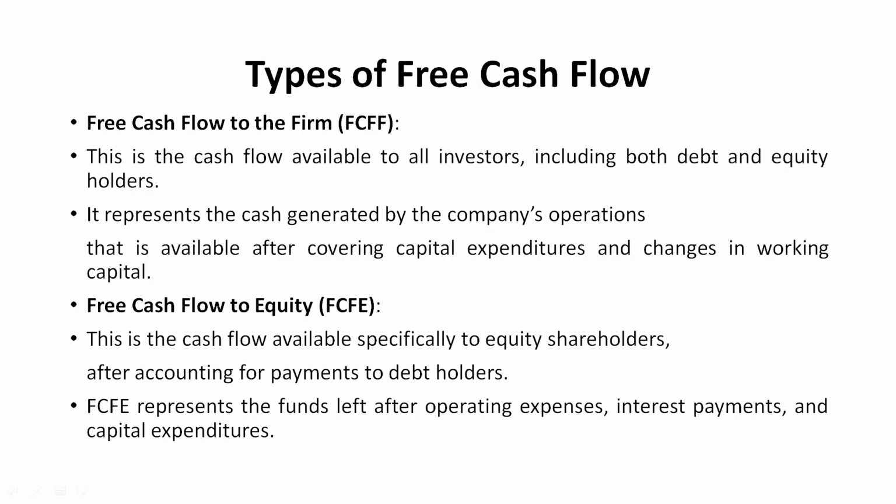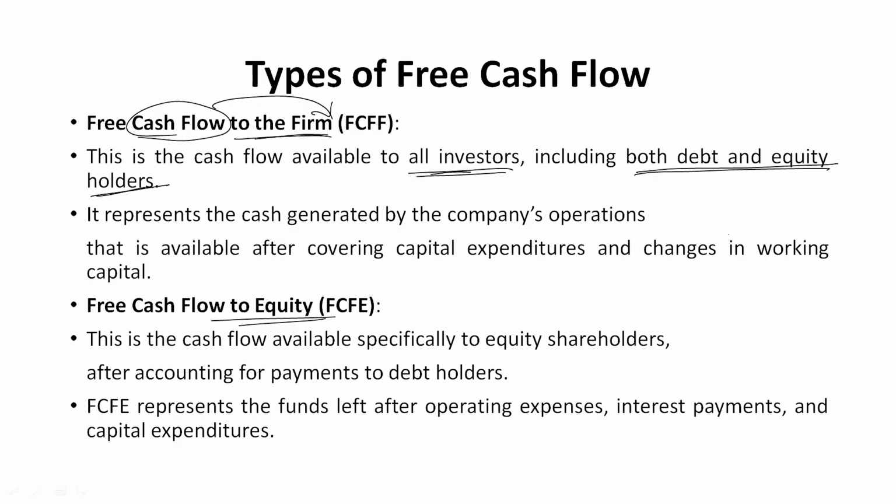What are the different types of free cash flow? There are two basic types of free cash flow. One is the cash flow to the firm, and the second one is cash flow to equity. So what do you mean by cash flow to the firm? Cash flow to the firm means this money is there with the company itself. It is available to all the investors, right? And this can be used either for repaying the debt or purchasing the equity shares back.